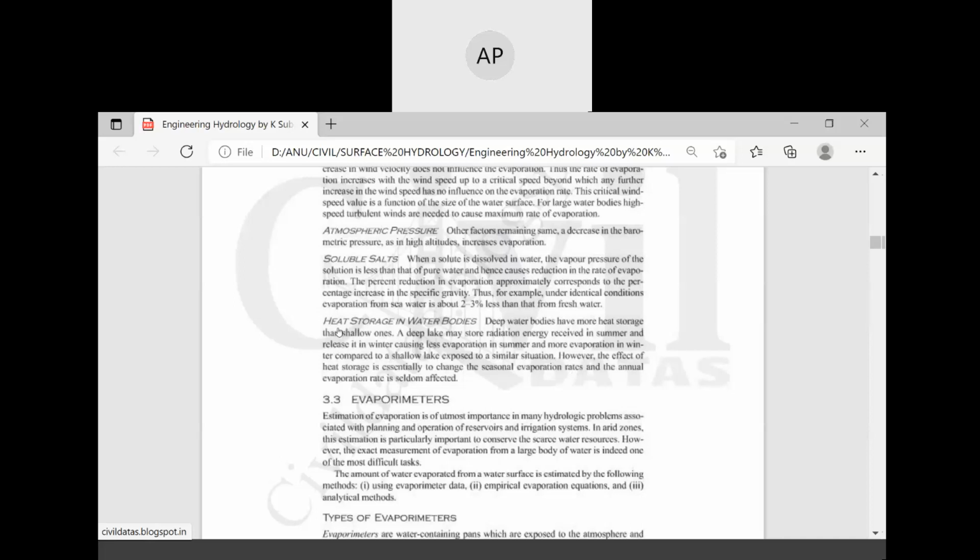Next, heat storage in water bodies. Deep water bodies have more heat storage than shallow ones. A deep lake may store radiation energy received in summer and release it in winter, causing less evaporation in summer and more evaporation in winter. Okay? So there are some instruments which can measure the evaporation rate. These are called evaporimeters.